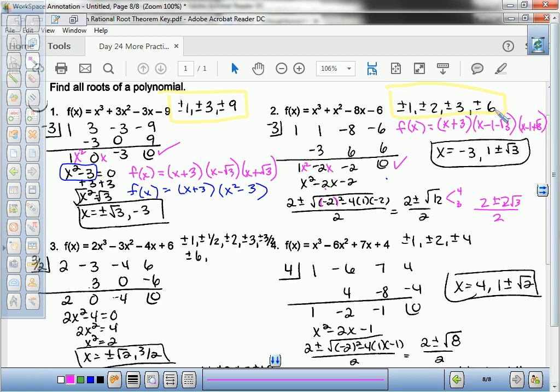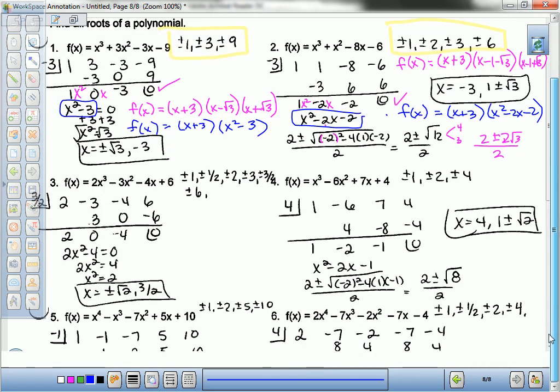This is somewhat meaningless to us. So you might find it best to go back to that factored over the set of integers, which is where we go back up a step from these radicals. And so the factored over the set of integers would look like this: x plus 3 times x squared minus 2x minus 2.